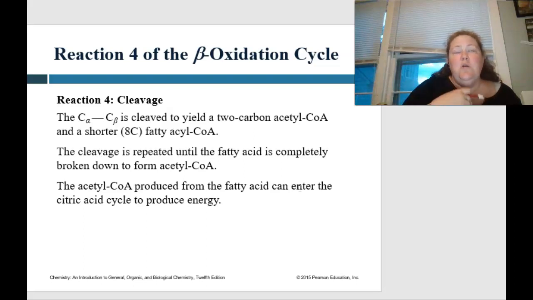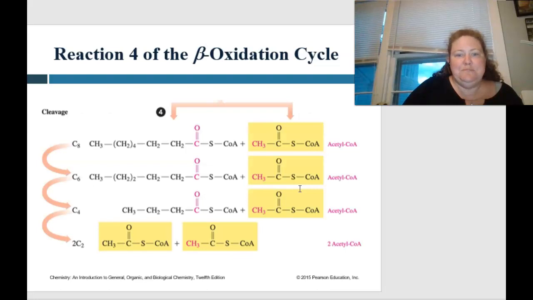So we just need to learn how to get to the commonality of acetyl-CoA from sugars to fats to proteins. And from there, all of the reactions are going to be the same. So here is the fourth reaction. You're going to see each time we're chopping off 2 carbons from the carboxyl group, and it's getting shorter and shorter and shorter.